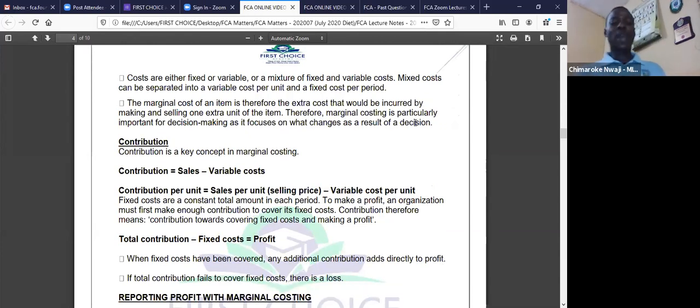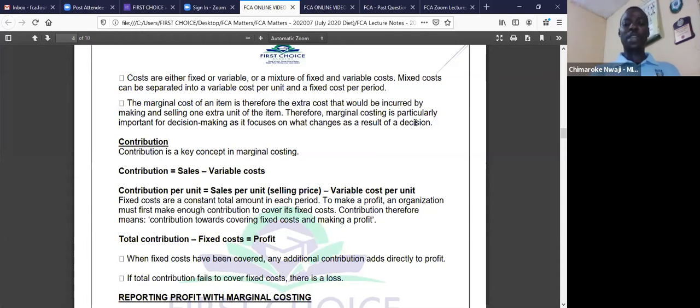Now, when fixed costs have been covered, any additional contribution that you make adds directly to the profit. Now, let's see it this way. Let's say your fixed cost is 10,000 naira, and you made a contribution now of 10,000 naira. Your profit is 0. This means you have efficiently covered your fixed costs.